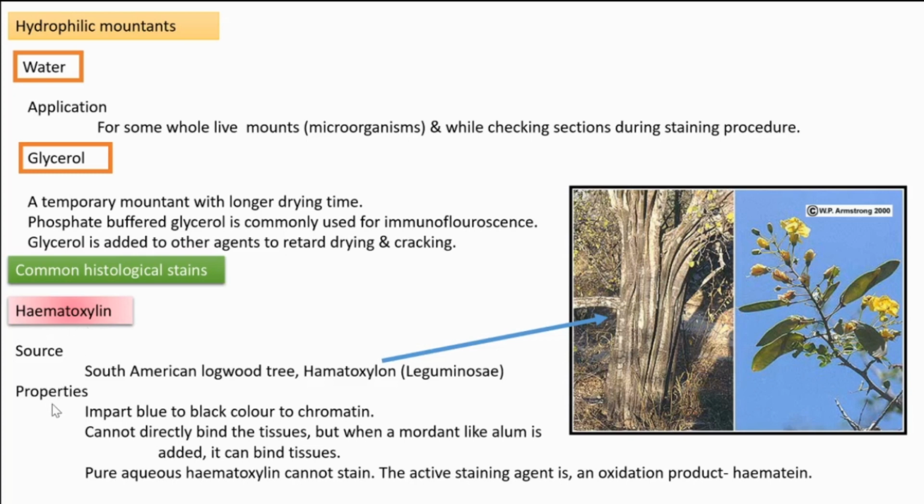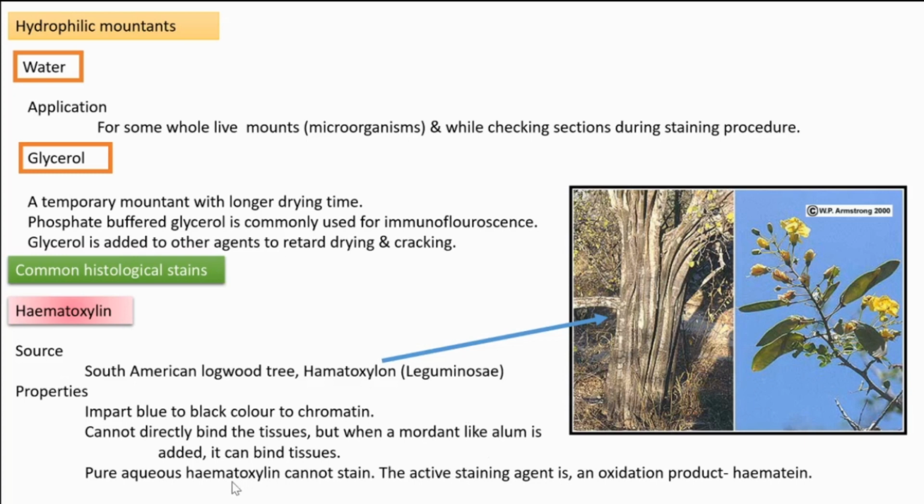Then, what are its properties? It can give blue to black color to chromatin. To what structure? To chromatin. Which color can it impart? Blue to black color. And one more thing here, it cannot directly bind with the tissues. It needs the help of another substance, called a mordant, that we have already learned. It needs the help of a mordant to bind with the tissues. Here the mordant used is alum.